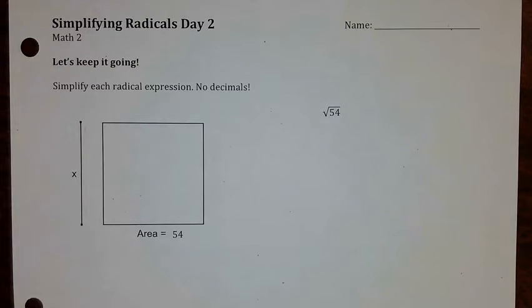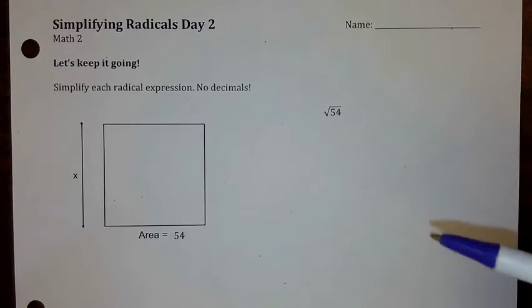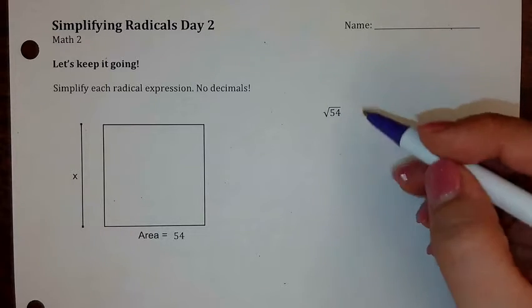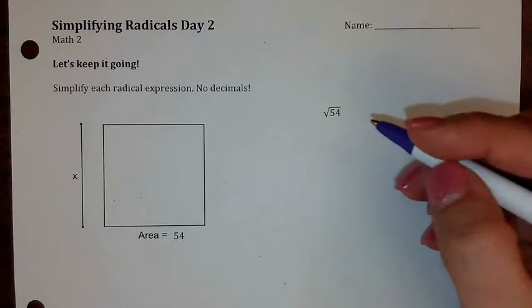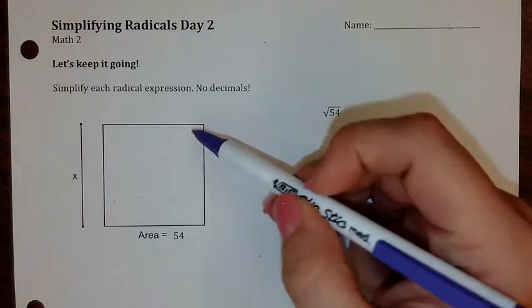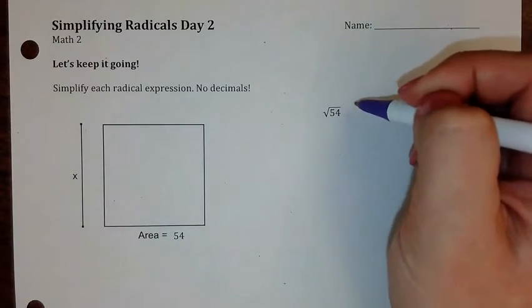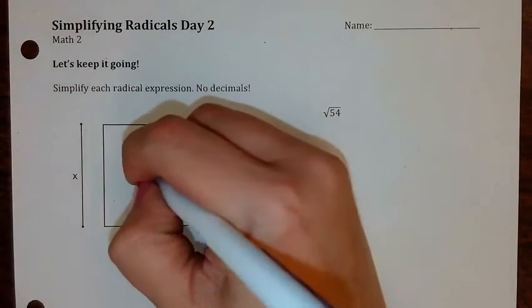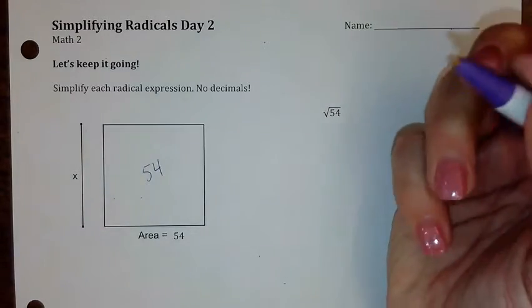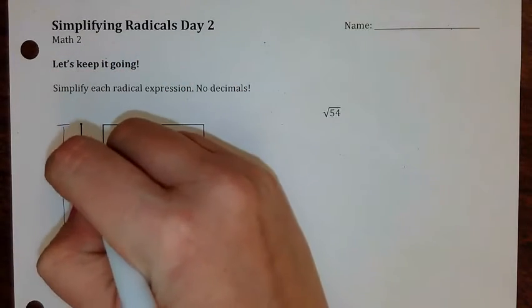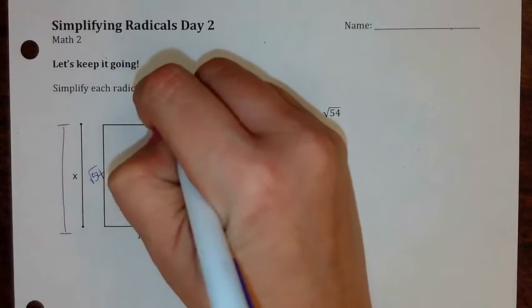Okay, so we are going to start by taking what we learned last class and applying it. This is a little review. Remember last class we were trying to find the square root of 54. What that means is if the area inside here is 54, we want to know this length, because this would be root 54 and this would be root 54.